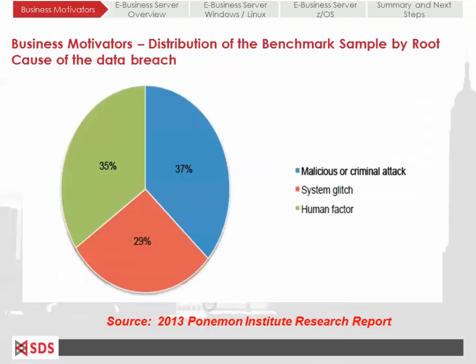Malicious or criminal attacks are most often the cause of data breach globally, according to the Ponemon Institute report from 2013. This particular chart provides a summary of the main root causes of data breach on a consolidated basis for all 9 country samples. As you can see, over 37% of incidents involved a malicious or criminal attack. 35% concerned a negligent employee or contractor, so this is the human factor. And then 29% involved system glitches that included both IT and business process failures.